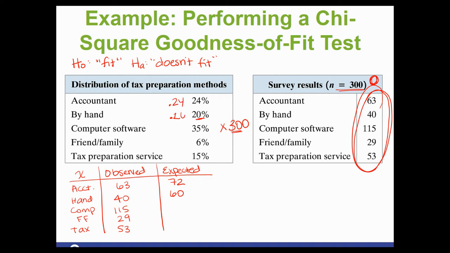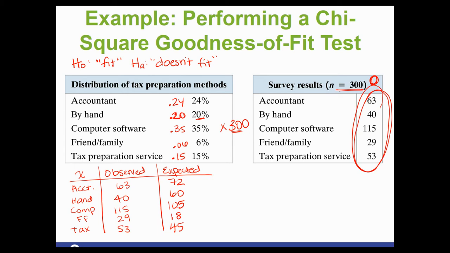0.24, 0.35, and so forth, 0.06, and 0.15. So when we multiply 35%, we get 105, and then we get 18 and 45. Your expected values should still add up to the original sample size. So if you wanted to check those, you could add them up, and we do equal 300.